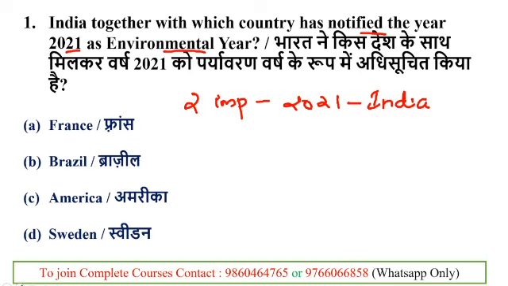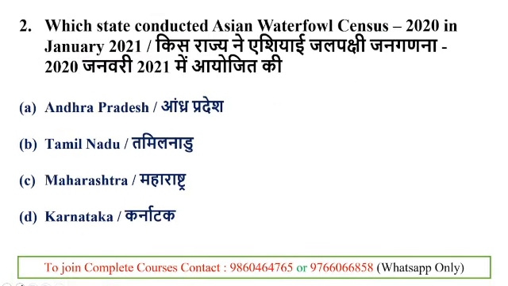So the answer is France. In 2021, India and France together notified the year as the Environmental Year. The Union Minister of Environment, Forest and Climate Change, Prakash Javadekar, and French Ecological Transition Minister, Barbara Pompili, launched the year 2021 as the Indo-French Environmental Year in New Delhi. Clear. And then next question.